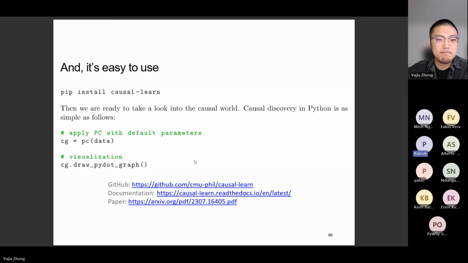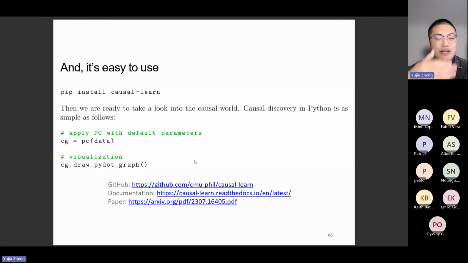Then, cool. And maybe a quick second question. So currently you don't support time series discovery, right? Causal discovery in time series data. So this is all IID-based, or with some different environments, maybe. Is this right?